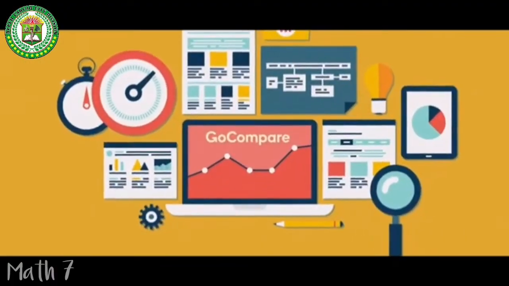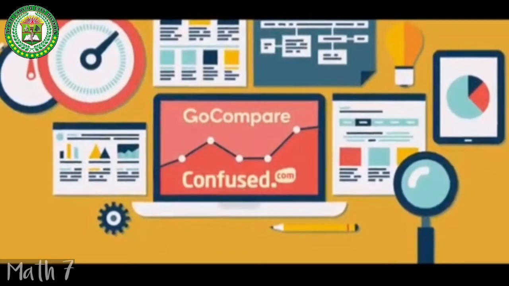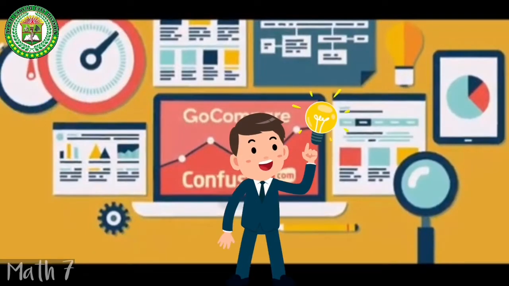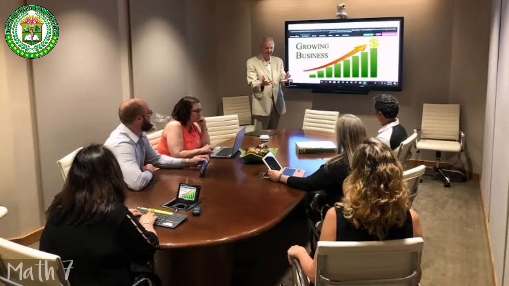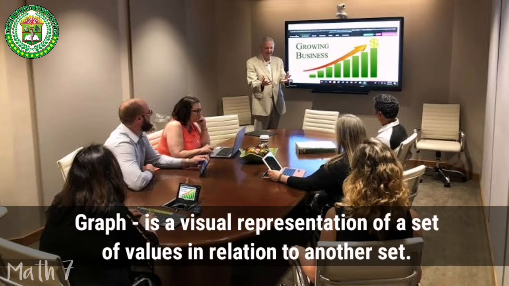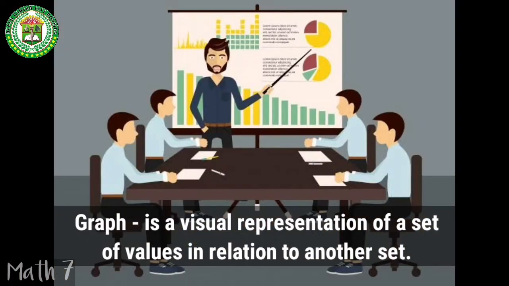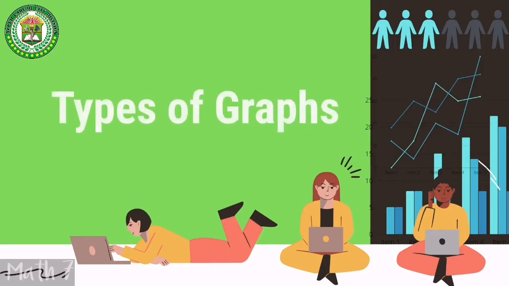Graphs, tables, and statistics make data easier to understand. Adults create graphs for clarity and understanding, for themselves and for others. A graph is a visual representation of a set of values in relation to another set. Here are the types of graphs.